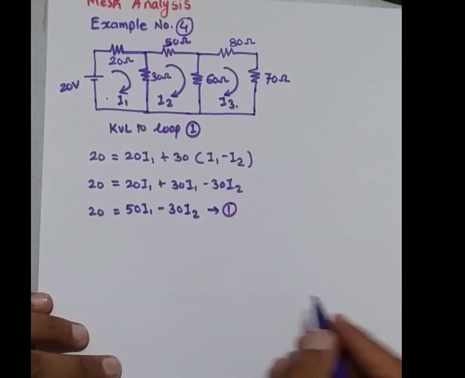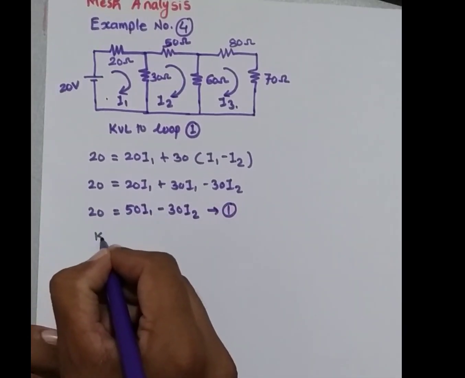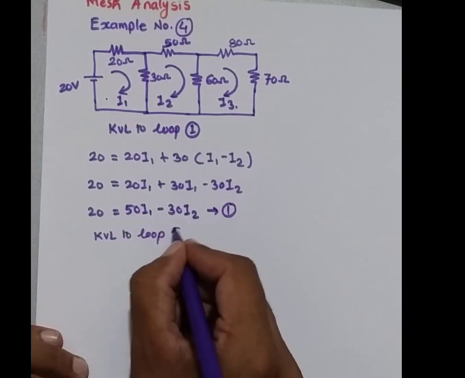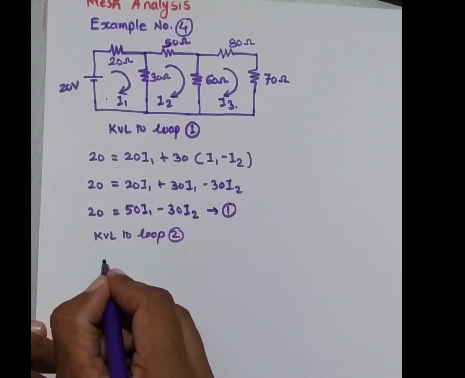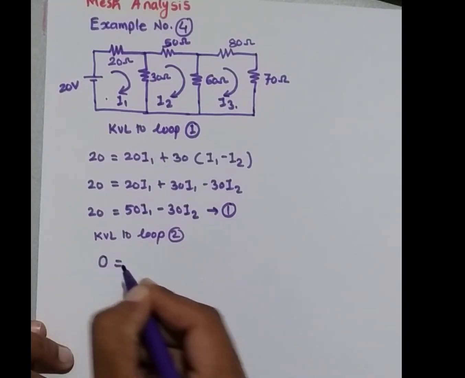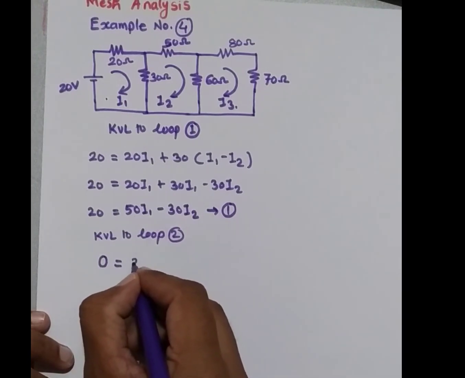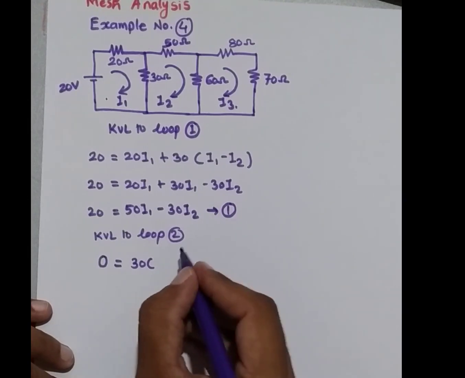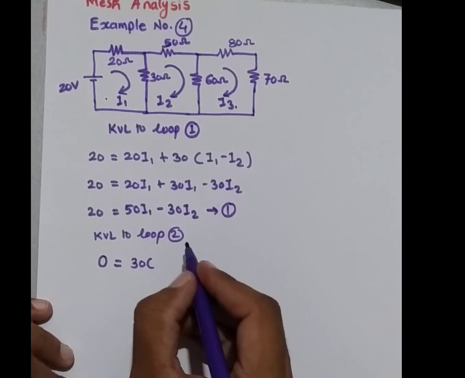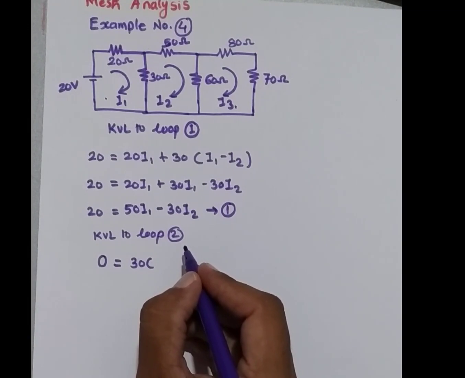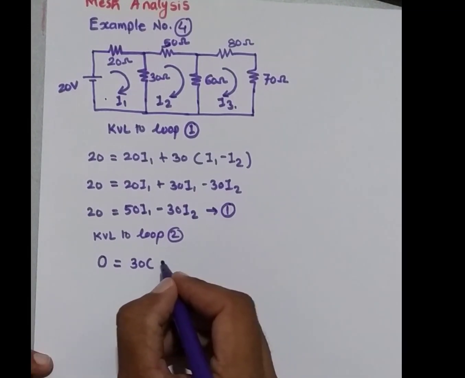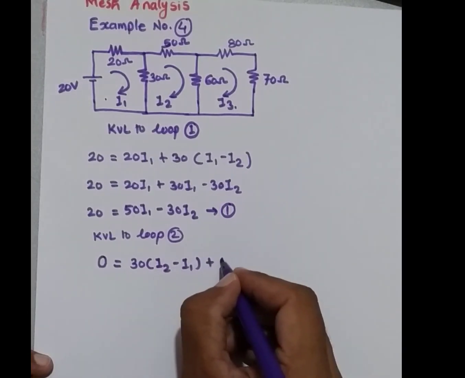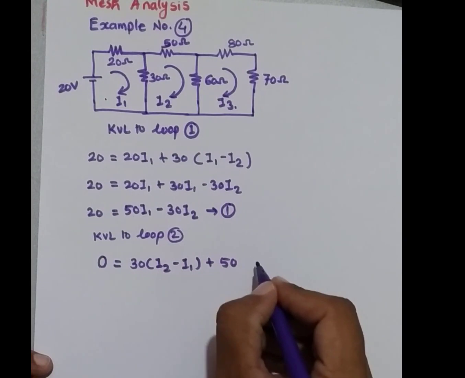Fine. Applying KVL to loop number 2, we get: there is no voltage source, that's why we are going to write it as 0. From the 30 ohm resistor, two currents are flowing but they are in opposite direction. And we have to assume that the current of this loop is larger as compared to the other loop current. So I2 minus I1 plus 50 is exclusively in loop 2.